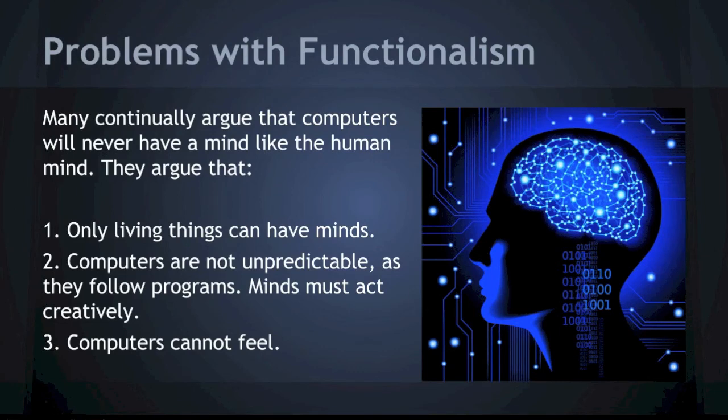And number two, computers are not unpredictable as they follow programs. Minds must act creatively. So this is saying that computers follow a process while human minds act according to our own thoughts and experiences. While a computer, though it can learn, only learns because of simple processes and not in a creative manner.